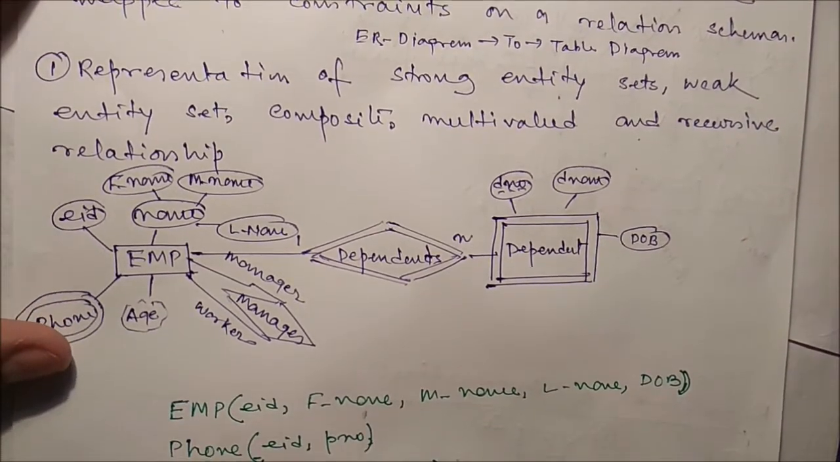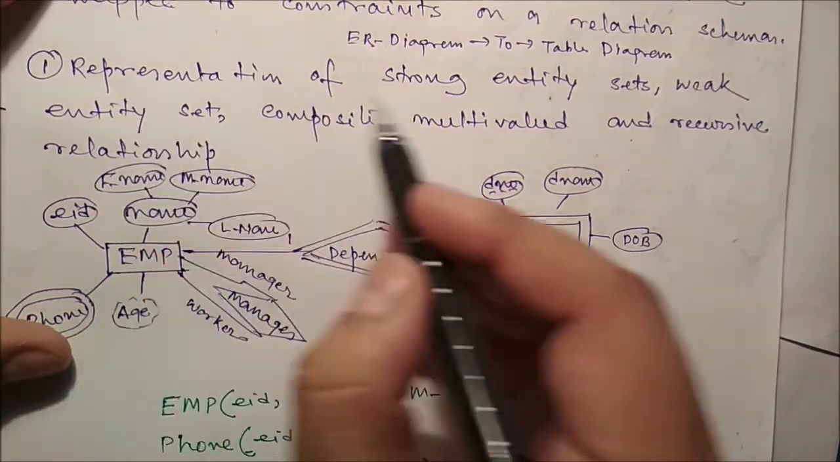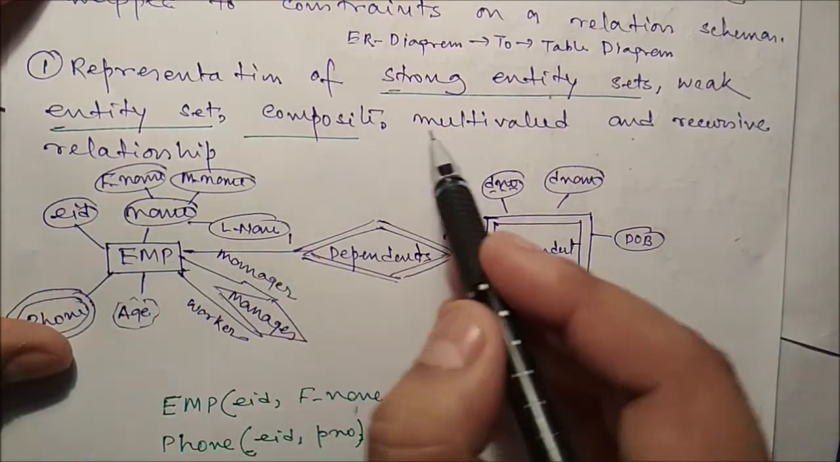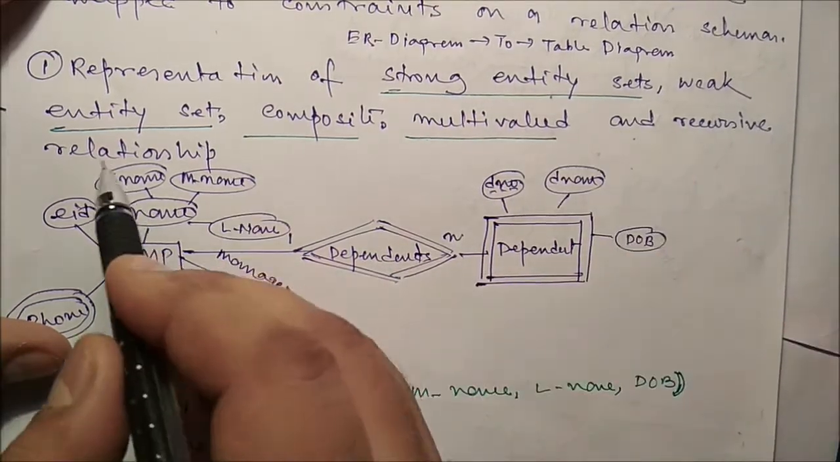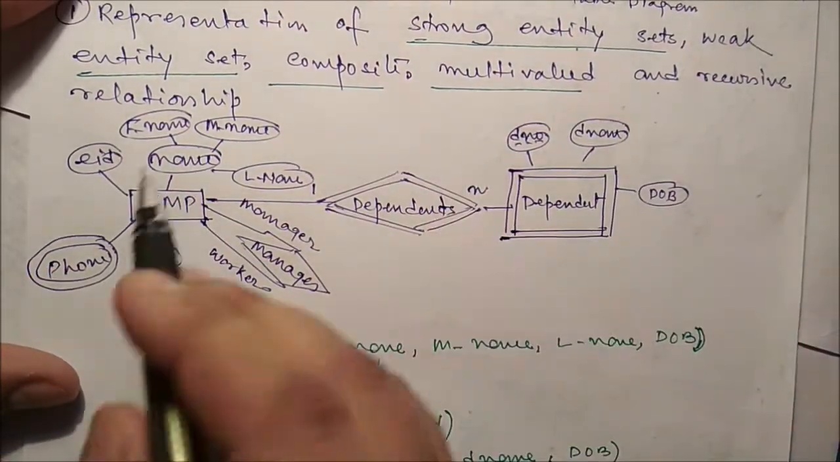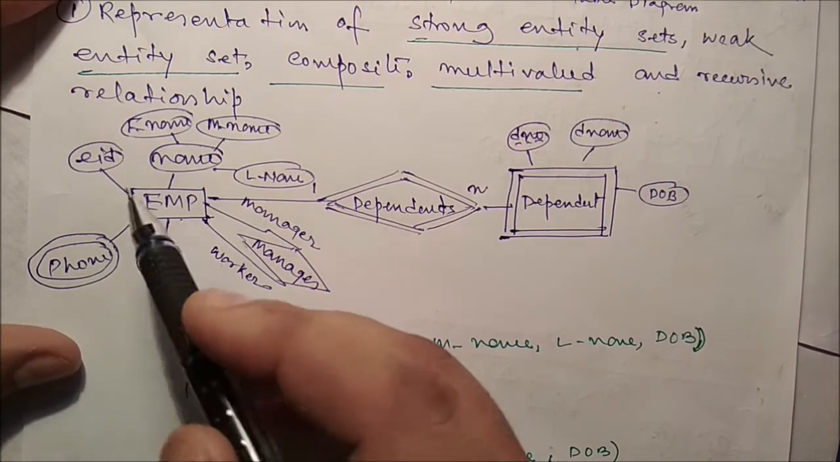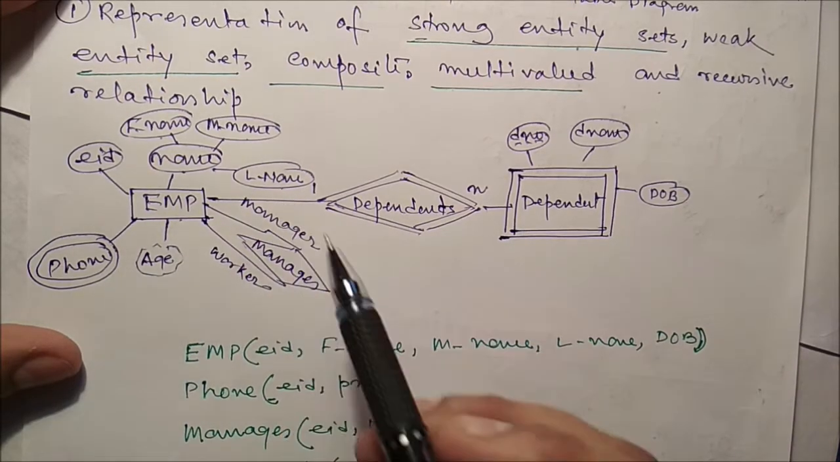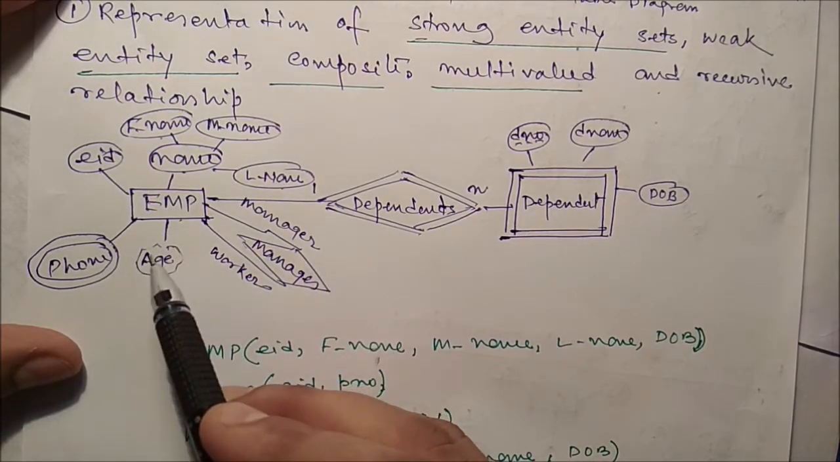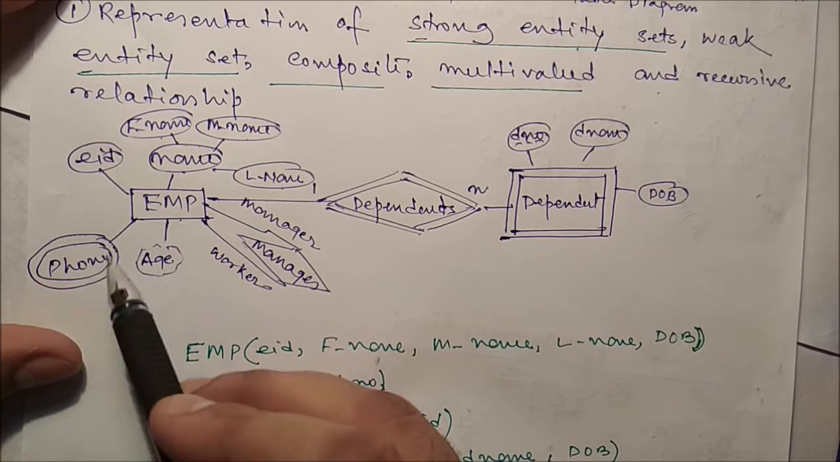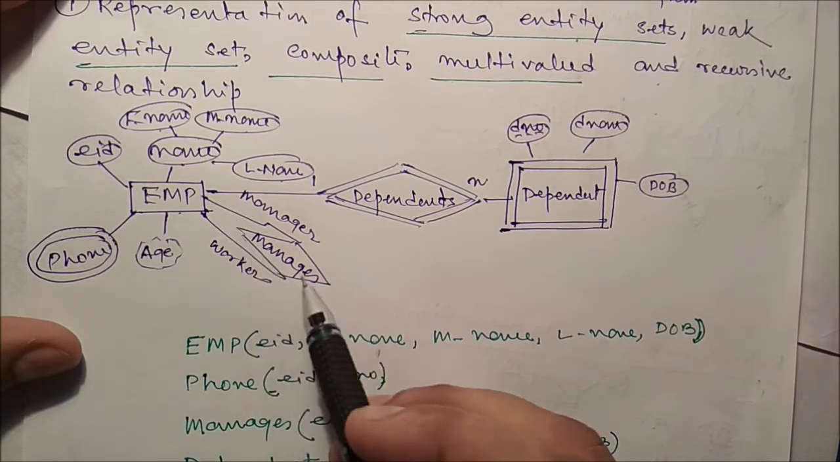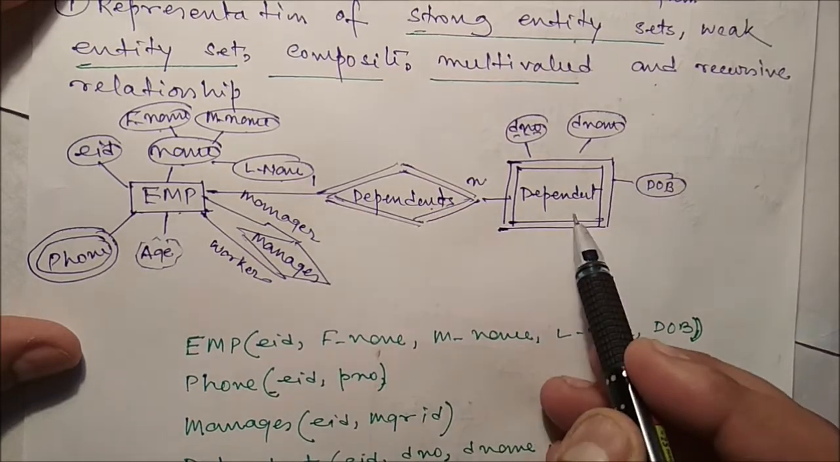Okay, so first is what? Representation of strong entity set, weak entity set, composite, multi-valued and recursive entity set. Now we can see one example. Say employee ID, name. So name is what? It is a composite attribute: first name, middle name, last name. Age is a derived attribute. Phone number is a multi-valued attribute. Manager is a recursive relationship.